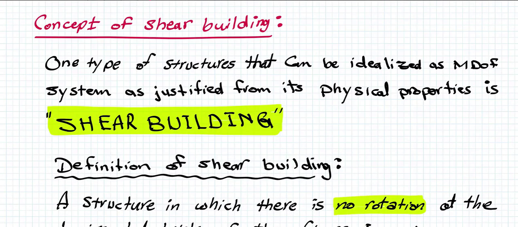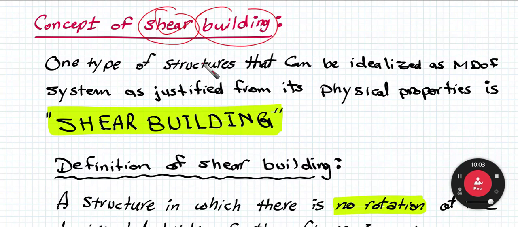slide. And in this slide we are going to talk about an important concept that is always used whenever we talk about a multi-degree freedom system. This concept we call the shear building. This shear building means that we are having a specific type of building that allows us to idealize the multi-degree freedom system in the way that we have explained before, which is the physical properties that we have mentioned before.